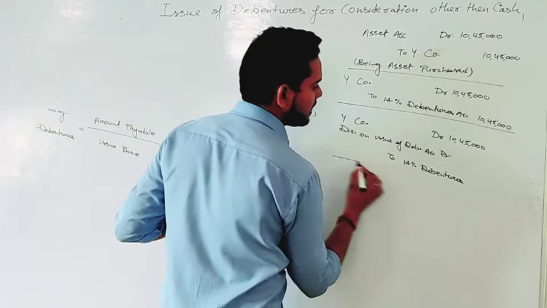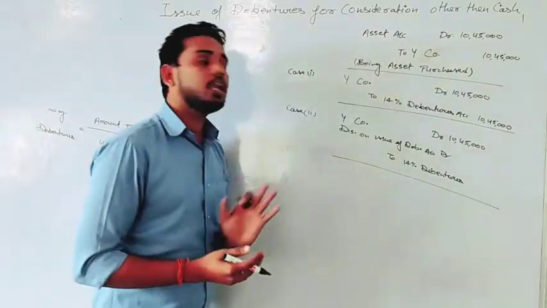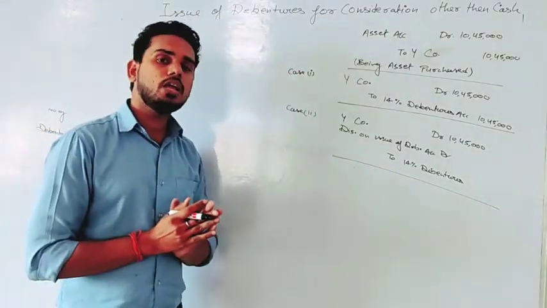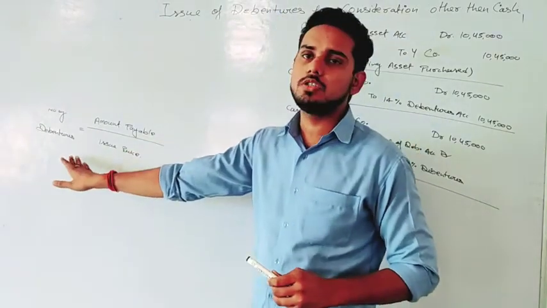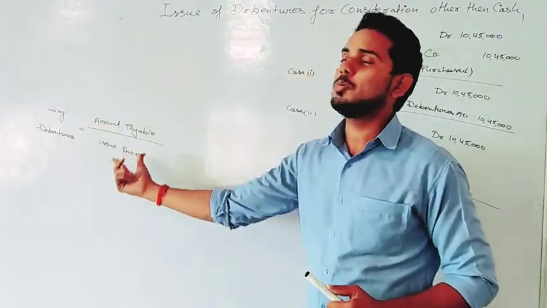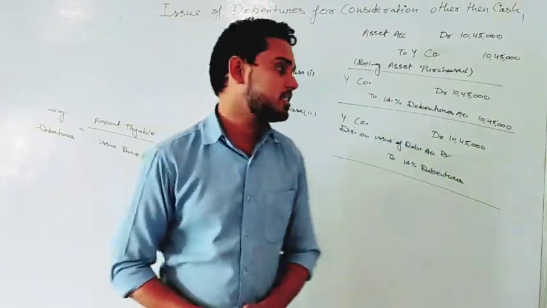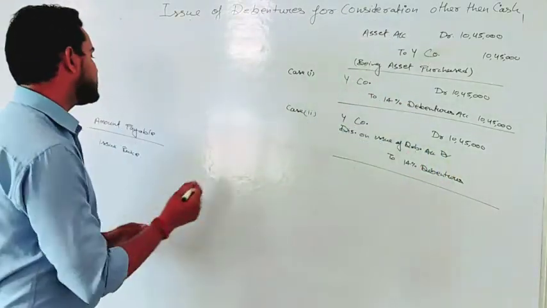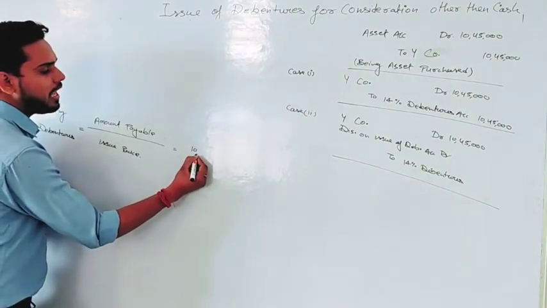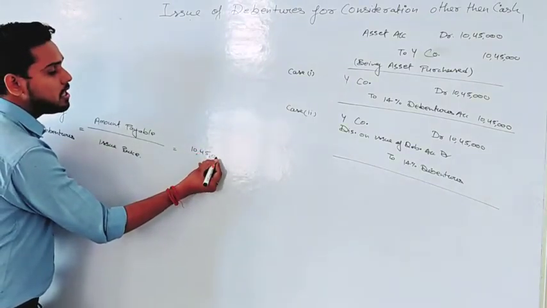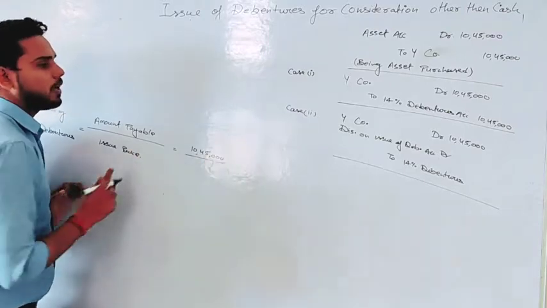Now in this case we need to find the number of debentures, and how can we find it? First we need to find the number of debentures, and the formula is amount payable divided by issue price. In this case the amount payable is 10,45,000. So we can make the calculation: 10,45,000 divided by issue price.